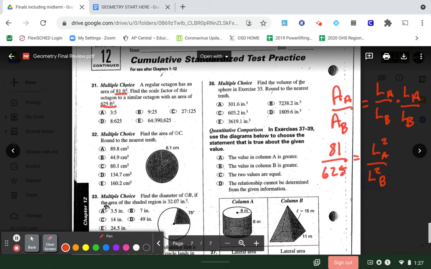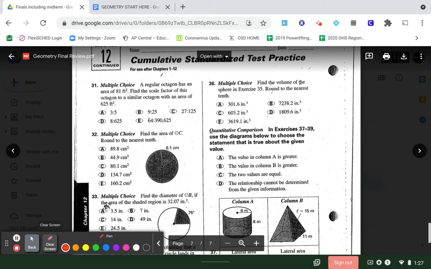So to get length A over length B, I'm going to take the square root of both sides. When you take the square root of a fraction, you take the square root of the top over the square root of the bottom. So the square root of length squared is just length A over length B. So there's our situation where we have length A over length B, which is the scale factor, is 9 over 25.